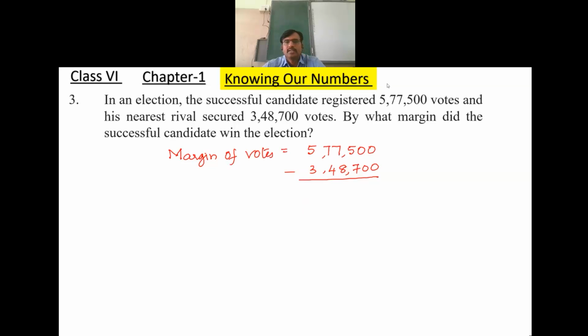Yes, many are giving answer. Prudvi, Gururaj, Satvik, Varun, Bhumika. All your answers are correct. It is 2,28,800. This will be the margin of votes a successful candidate has compared to the one who did not win.